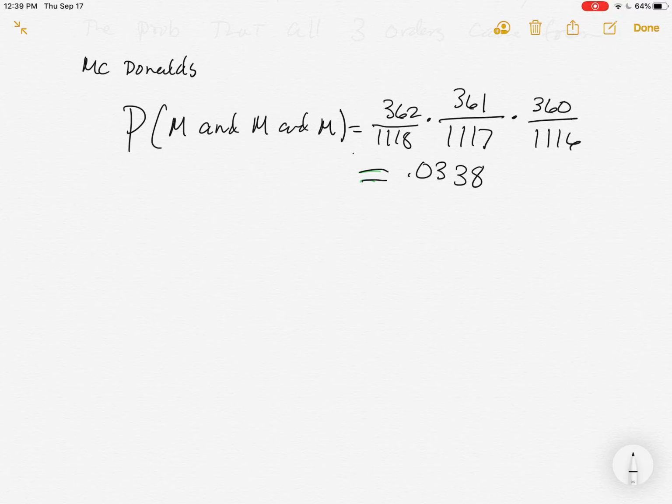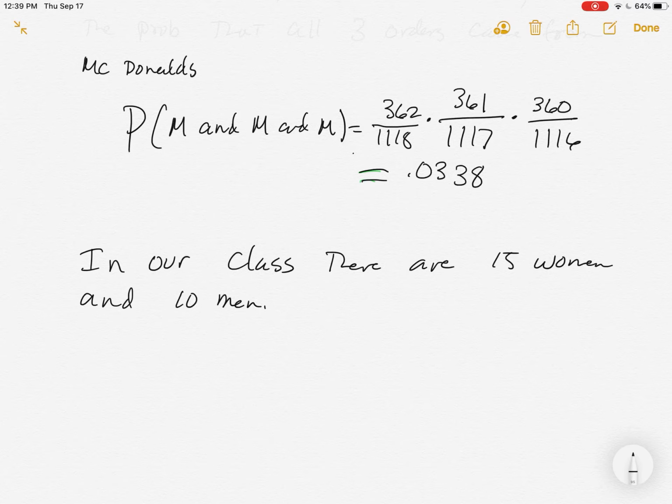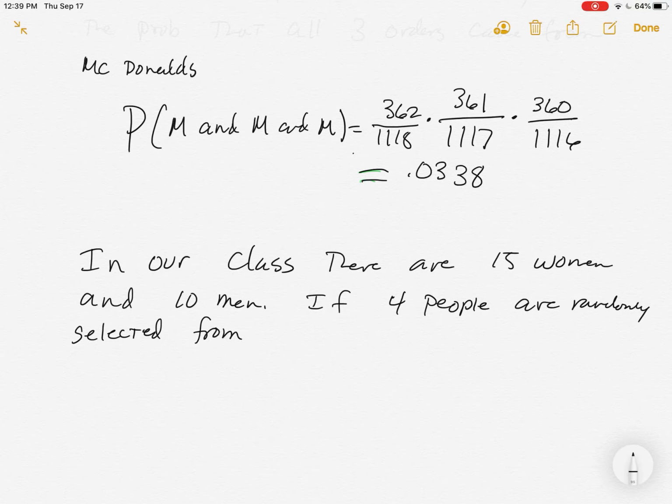We're just thinking about the situations. So if I told you that in our class there are 15 women and 10 men, if 4 people are randomly selected from the class, what is the probability that they are all men?